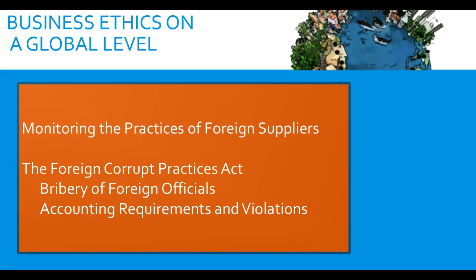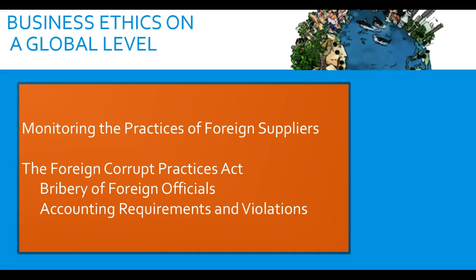Bribery of foreign officials: in the U.S., the Foreign Corrupt Practices Act prohibits U.S. business people from bribing foreign officials to secure advantageous contracts. Accountants in particular may be subject to penalties for making false statements in records or accounts.